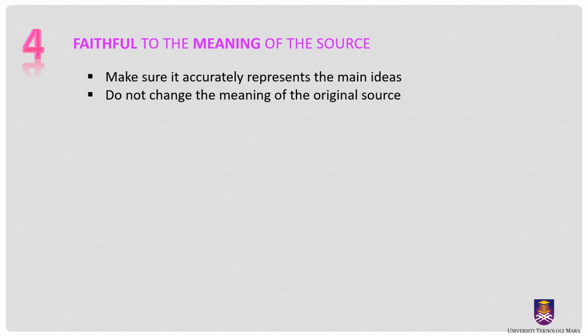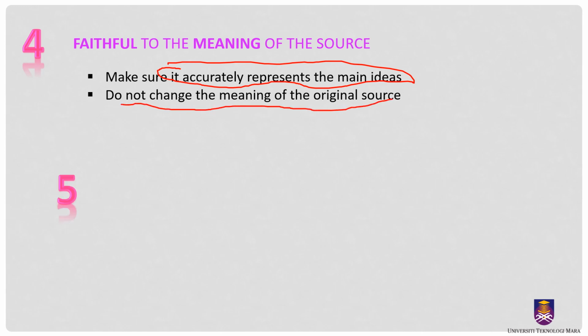Now, the fourth step is always make sure to stay faithful to the meaning of the source. So make sure it accurately represents the main ideas. And please make sure to not change the meaning of the original source. The fifth step is cite appropriately and integrate effectively.